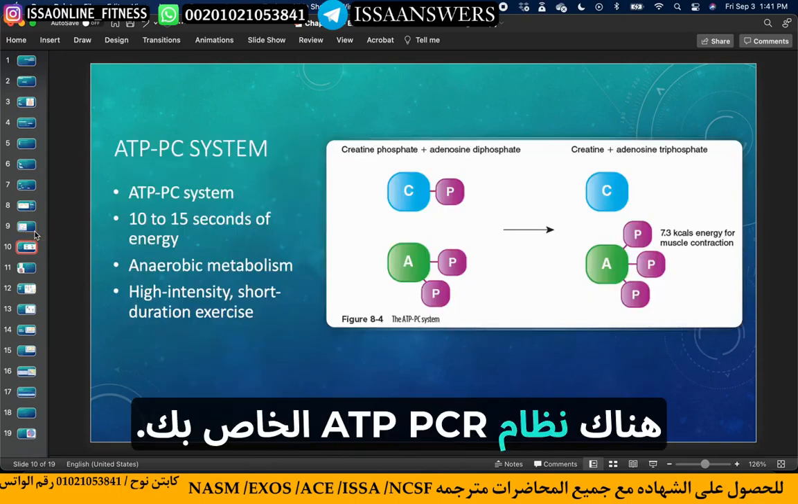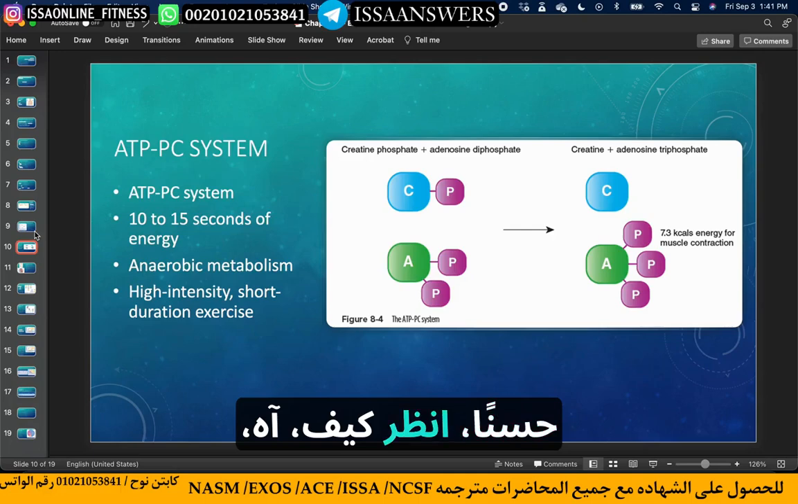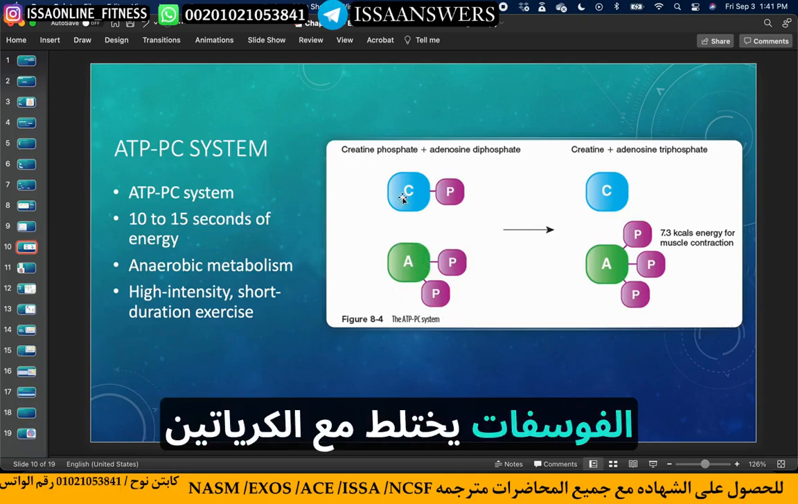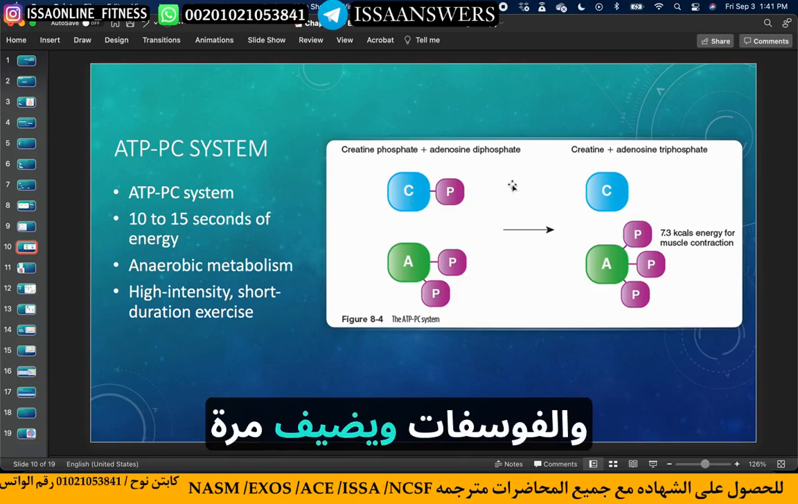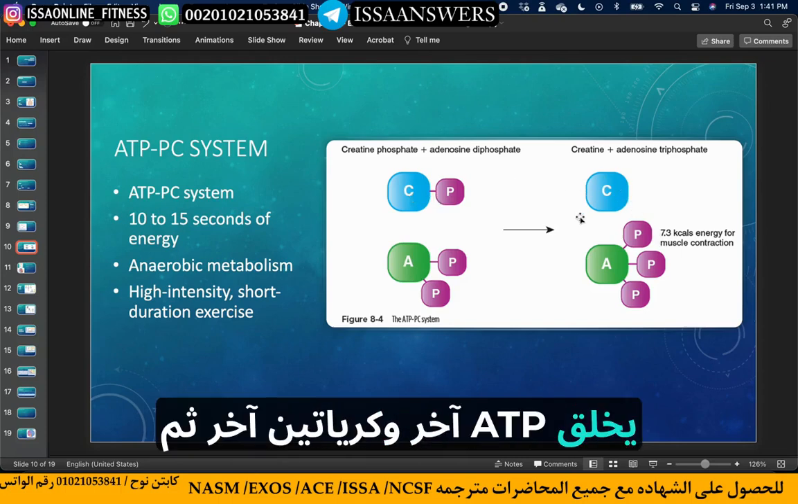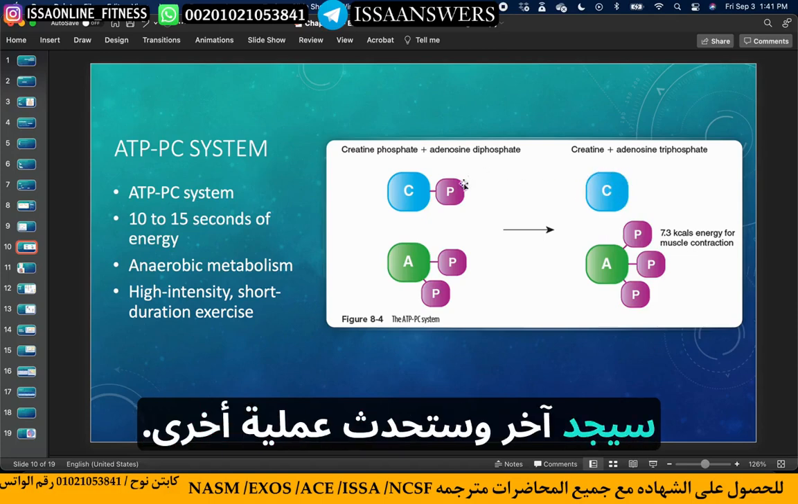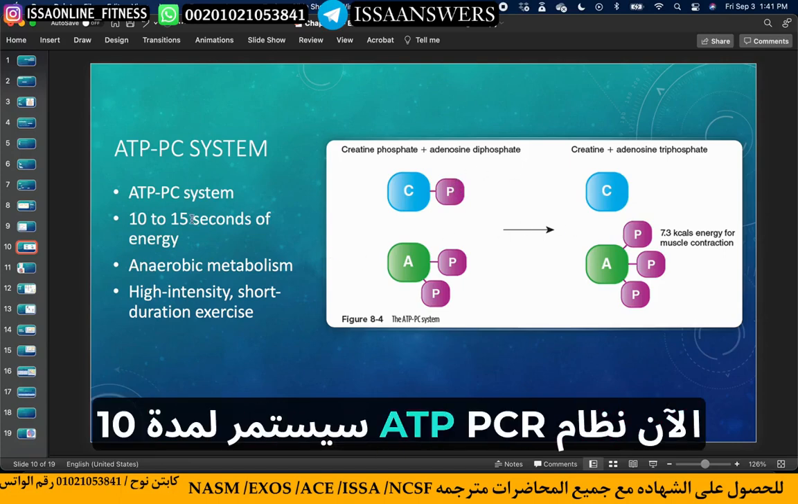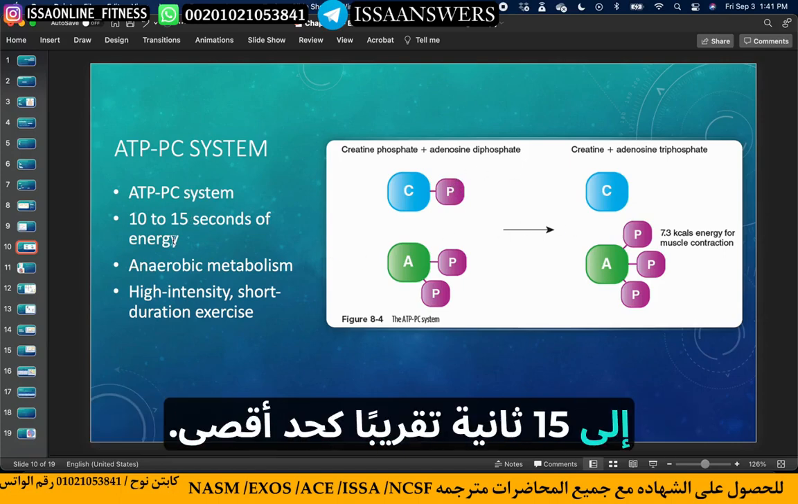So again, there's your ATP PCR system. All right, see how we basically just said adenosine diphosphate mixes up with a creatine and a phosphate, and it adds back, and like we said, it creates another ATP and another creatine, and then that will come find another one, and another process will happen. The creatine will find another phosphate. It'll keep happening. Now, the ATP PCR system will last for roughly 10 to 15 seconds at max.